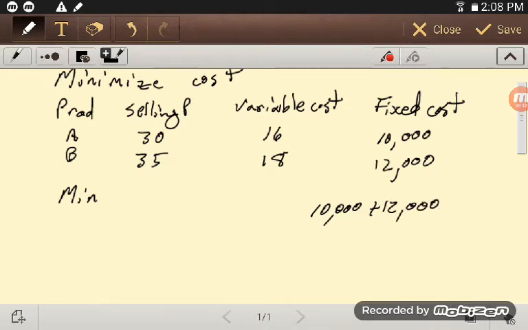Now, as it turns out, actually, I don't need to put those in, and we'll get rid of them here in a minute. But let's keep them in because I'm thinking about cost. So minimize cost. And if A is the number of units of product A and B is the number of units of product B, then my cost there would be 16 times A plus 18 times B plus the 10,000.